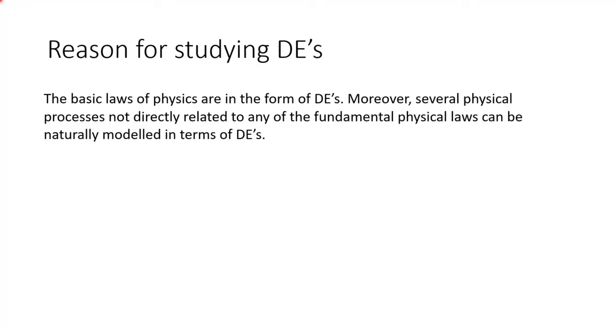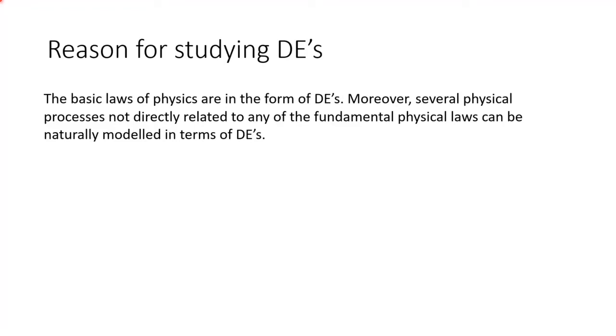From Newton's second law to Schrödinger's equation in quantum mechanics to the Maxwell equations in electromagnetism. Those are all differential equations or can be written in the form of differential equations. In fact, the big breakthrough of Maxwell's equations was exactly that he set out to write the known electromagnetic phenomena in terms of differential equations, which directly led to the prediction of things like electromagnetic waves and all the rest of it.